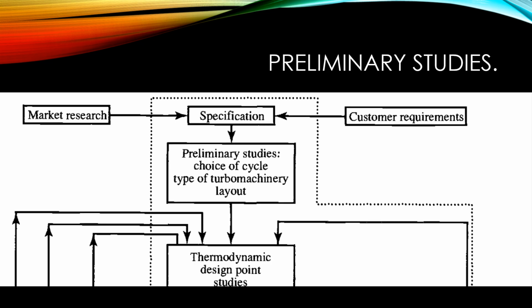After the specifications are already put together, we can go to the preliminary studies, which basically are the choice of cycle type and turbomachinery layout. It is essential to consider at an early stage what type of turbomachinery and combustor to use, and this will, in large measure, depend on the size of the engine, and in particular on the airflow required.